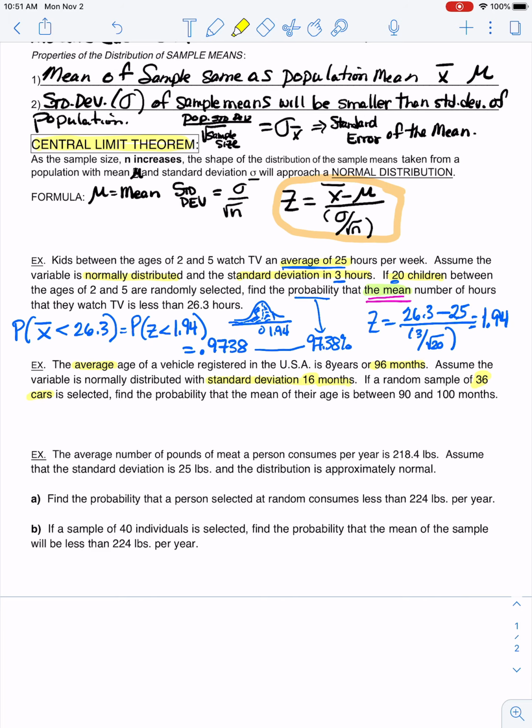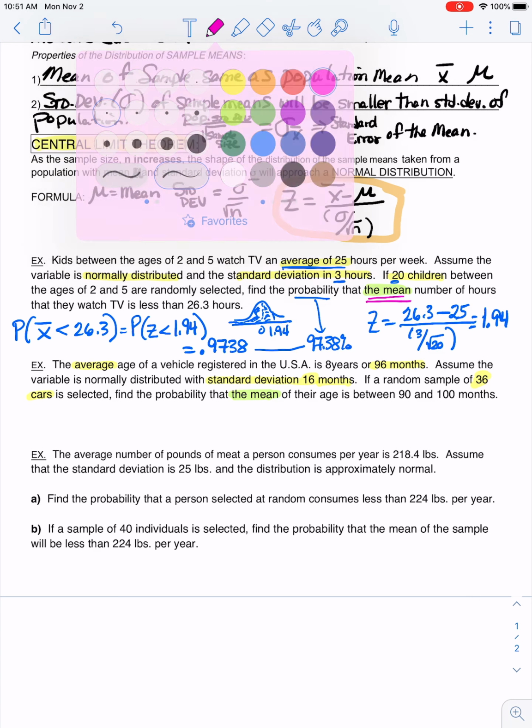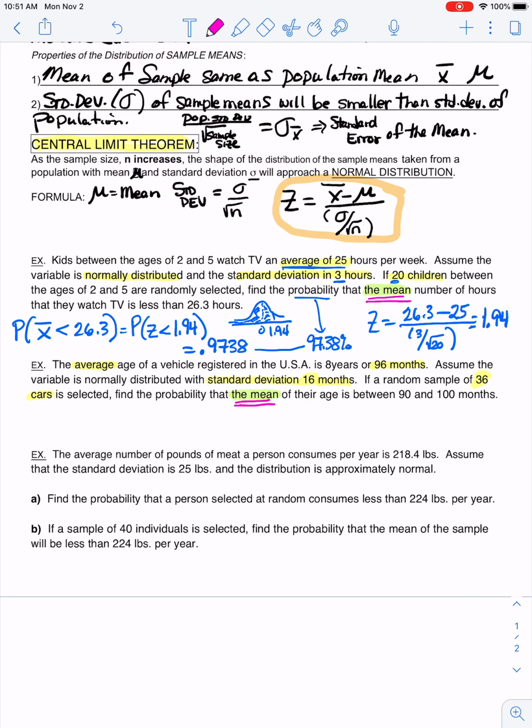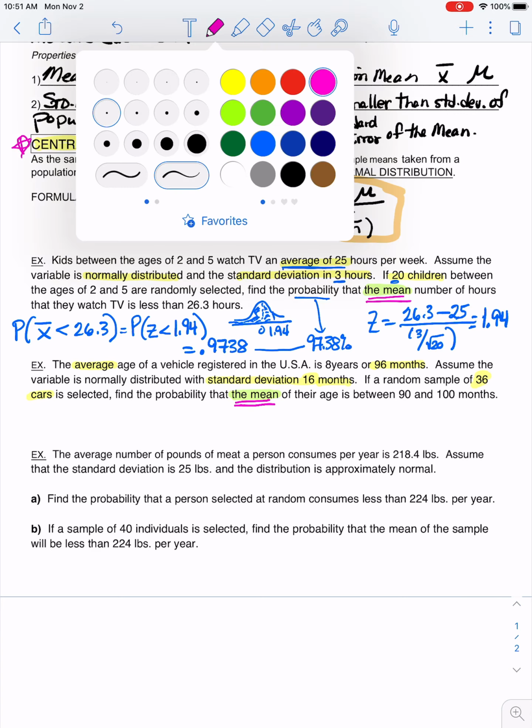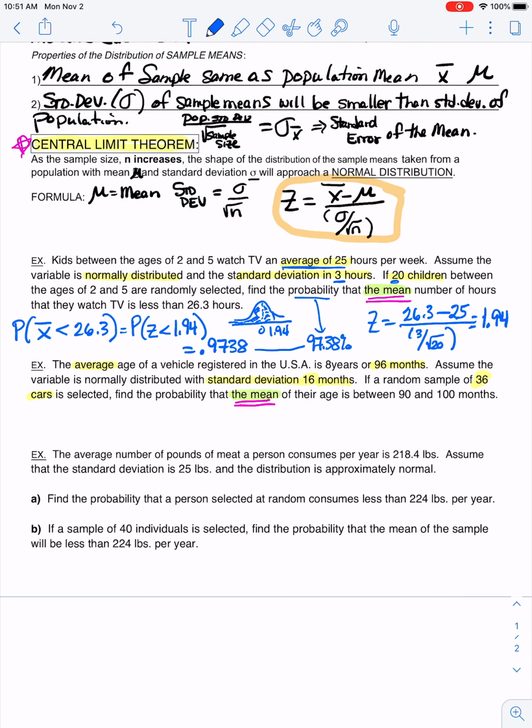Okay, find the probability that the mean. So again, bells and whistles, that's a big deal, the mean. As soon as it says that, we want to use the central limit theorem. The ages are between 90 and 100. So this one starts out: we want the probability that the average age of the car is greater than 90 and less than 100. So we're between that number of months.